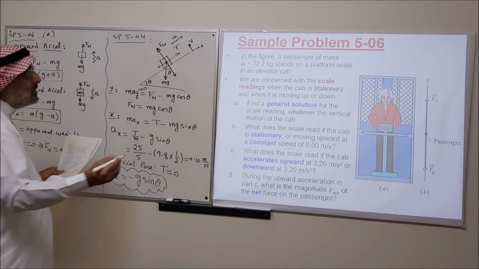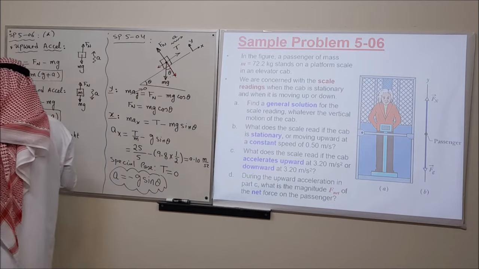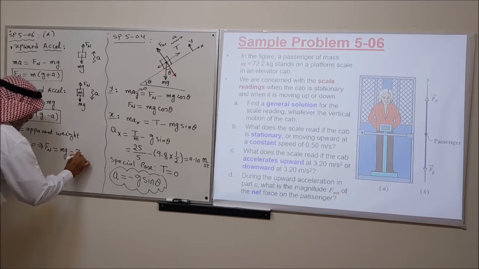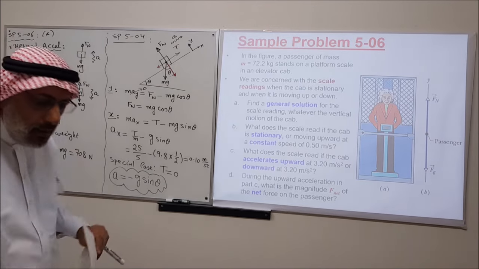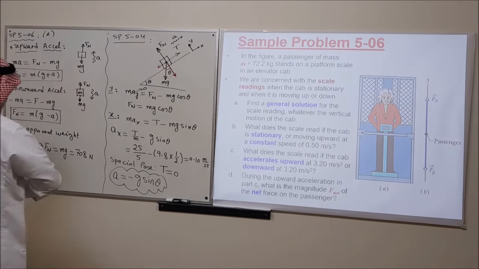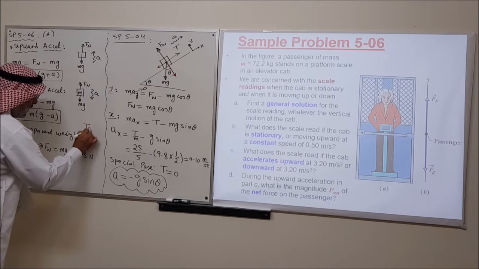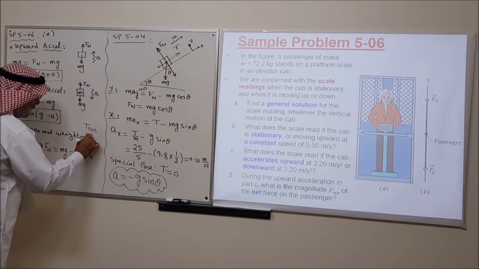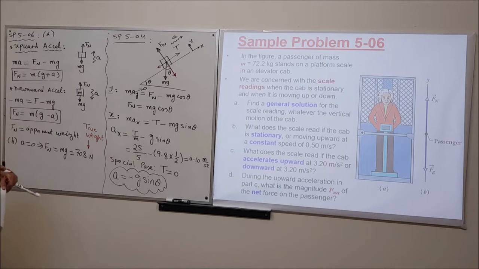M is 72.2 multiplied by 9.8, and that would be 708 newtons. And this quantity here is called the true weight of the object. Okay? This is the true weight. The weight without any acceleration.